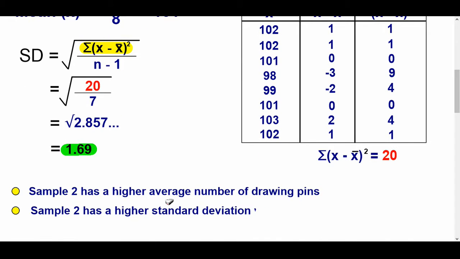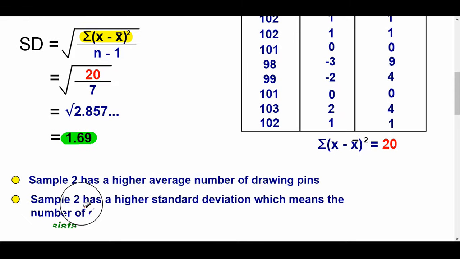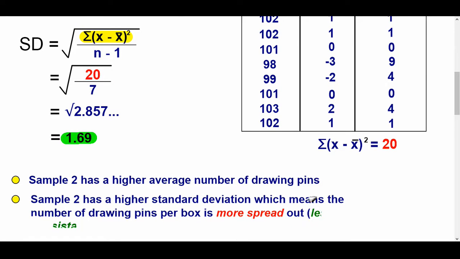Okay, so let's write that. Sample 2 has a higher standard deviation, which means the number of drawing pins per box is more spread out. Another way to say that is less consistent. It's not as consistent, it's more all over the place. Now, if you don't write that down, you just say one's got a higher or smaller standard deviation, you won't get the full marks. Those are the 2 things we're looking for.